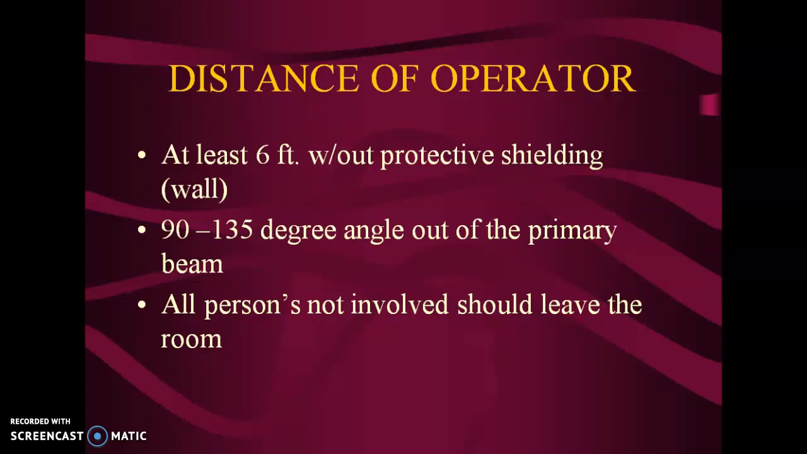Okay, another safety feature is that when you're taking radiographs, you need either a protective shield or wall that would be between you and the source of radiation, or you need the ability to stand 6 feet away from that source of radiation. Being 6 feet away isn't necessarily the only thing that you have to consider, because you need to be 90 to 135 degrees out of the primary beam.